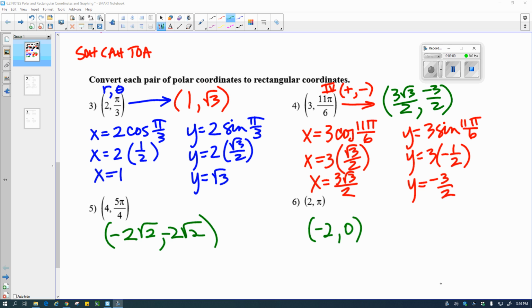So for number 5, I knew that I was going to end up in the third quadrant, so I knew that both my values had to be negative, and then when I plugged them into the little formula, I got negative 2 times the square root of 2, negative 2 times the square root of 2.